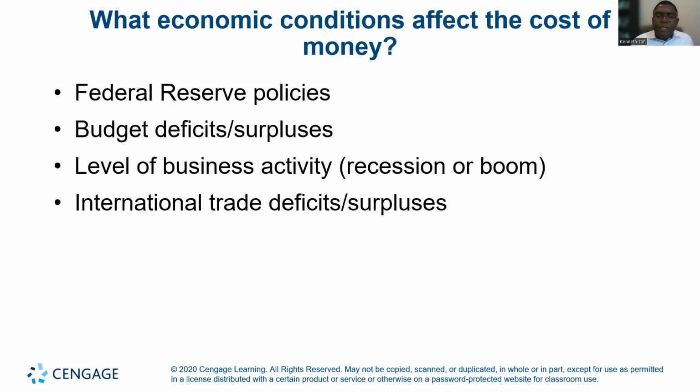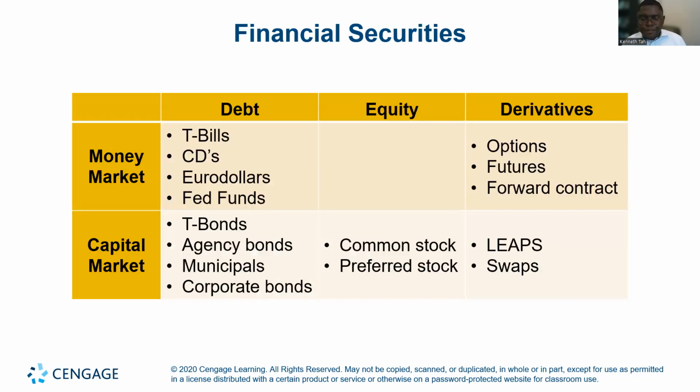Federal Reserve policies tend to affect the cost of money. Interest rates being stepped up by the federal government affect the cost of money in different areas. Budget deficits and surpluses are an economic condition that affects the cost of money. The level of business activity, whether there is a boom or a recession, affects the cost of money. International trade deficits and surpluses also tend to affect the cost of money.